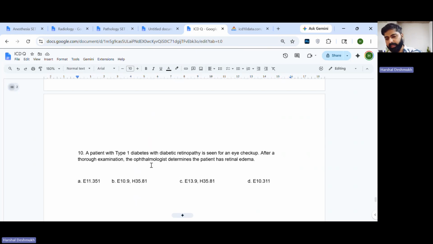A patient with type 1 diabetes with diabetic retinopathy is seen for an eye checkup. After a thorough examination, the ophthalmologist determines the patient has a retinal edema.